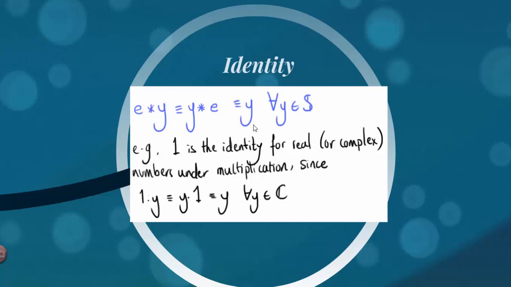An identity element from a set under a given operation is an element with this property here, where E denotes the identity element. It's the element which maps every other operand to itself. For instance, if we're dealing with multiplication of real numbers or complex numbers, then the identity element is just the number 1, because we can multiply any element by 1 to get itself.